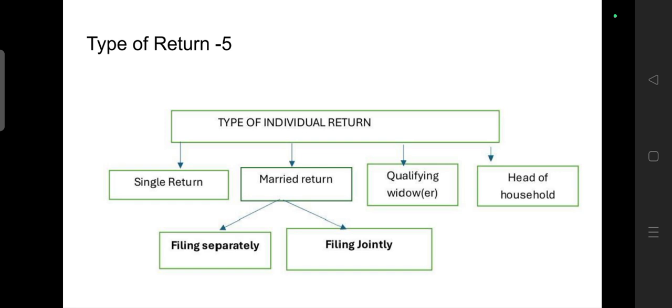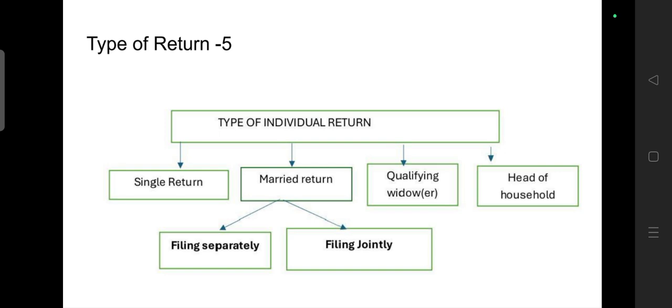Single return, married return. Married people have an option. If the couple lives happily, they can file the return jointly. The advantage of filing a joint return is that they will get double standard deductions. Their tax rate may be lower. The US government wants couples together, so they're giving such privileges.